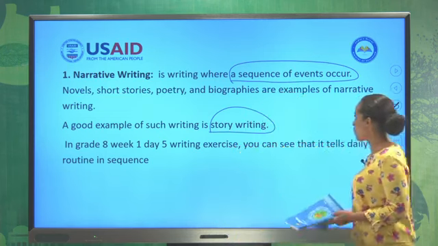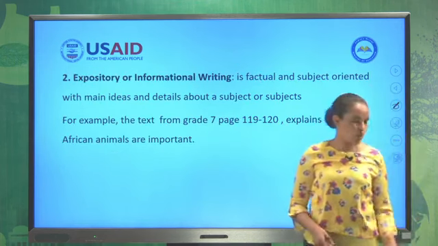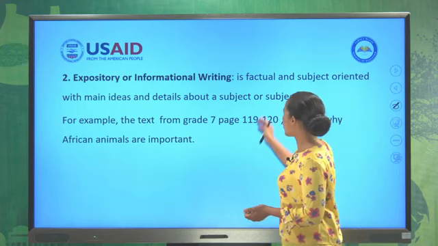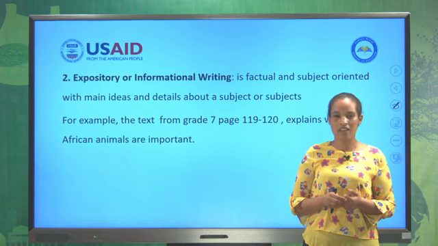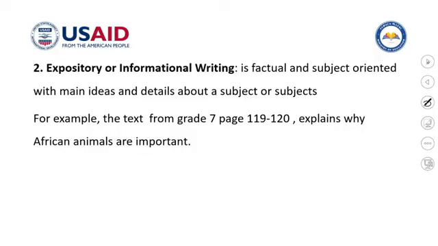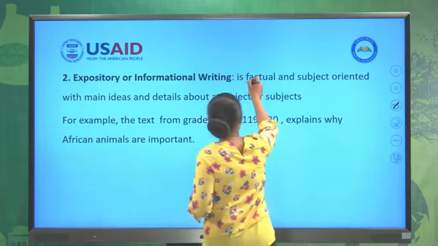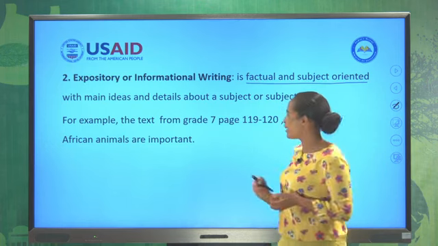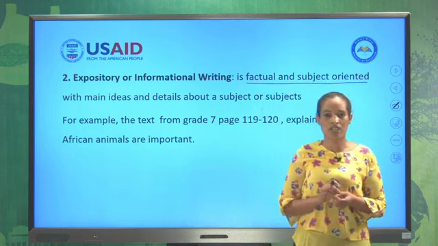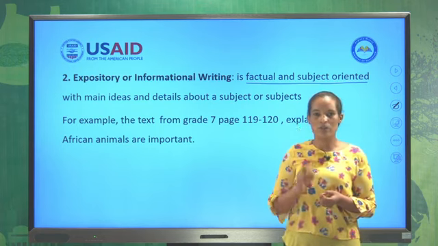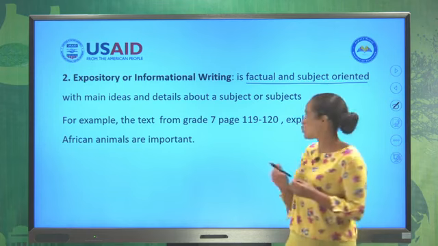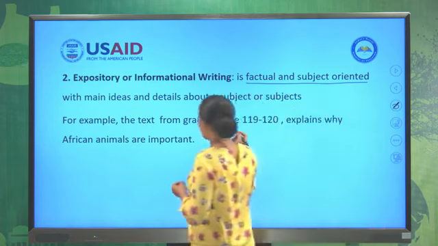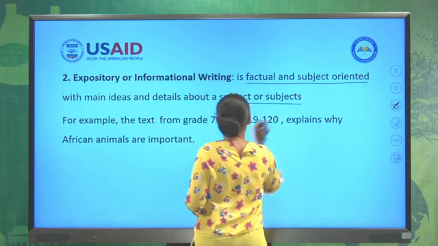Very nice, teachers. The second type of writing is expository or informational writing. Expository or informational writing, from its name, is to inform, to expose ideas through writing. So it is factual, and also subject oriented. When we write informational or expository writing, we should always remember that what we include is factual, as well as subject-oriented, with main ideas and details about the subject.